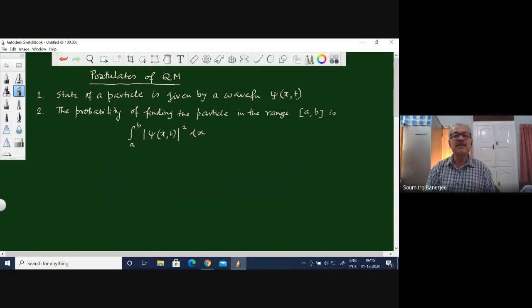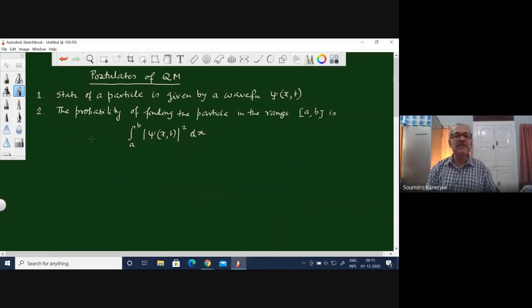So that is the probability of finding the particle. That is what gives an interpretation of this complex valued function. That means the complex valued function, its mod square, its magnitude you can say, when integrated over a range gives the probability of finding the particle in that range.